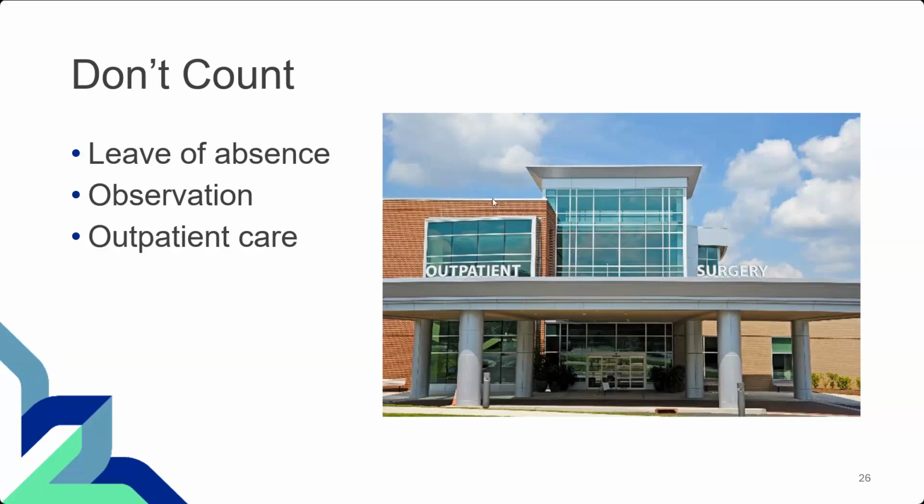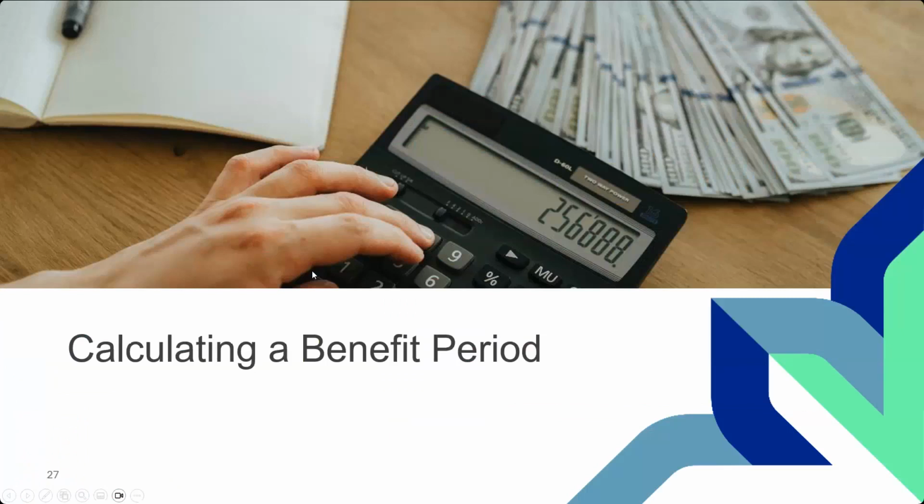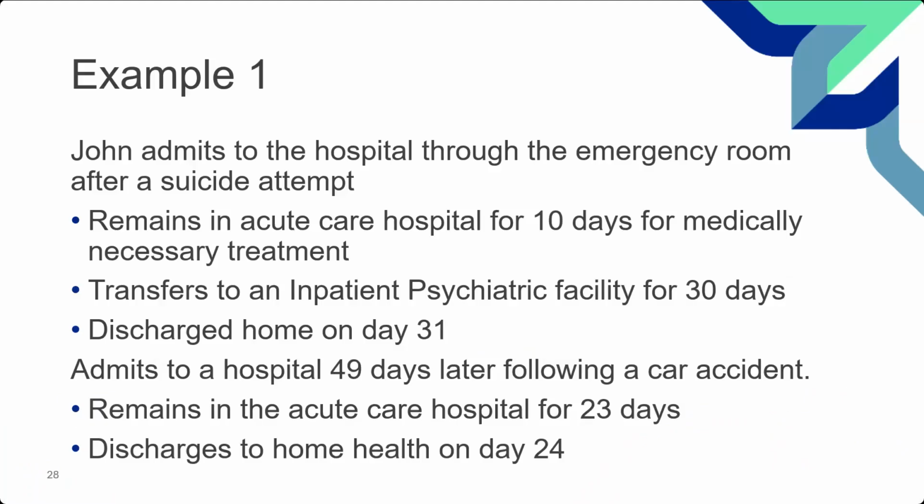So let's move on. A couple of examples. I was given some different examples and I built a couple in myself just to help everyone. So first, John is admitted to the hospital through the emergency department after a suicide attempt. He remains in the acute care hospital for 10 days for medically necessary treatment. After that 10 days, he is transferred to an inpatient psychiatric facility for 30 days and discharges home on day 31. Admits to a hospital 49 days later. So we need to circle 49 days. That becomes important. He remains in that acute care hospital for 23 days and discharges to home health on day 24. So home versus home health.